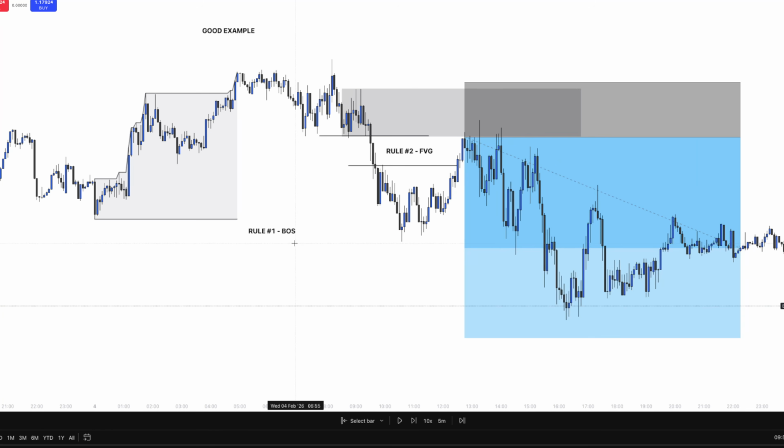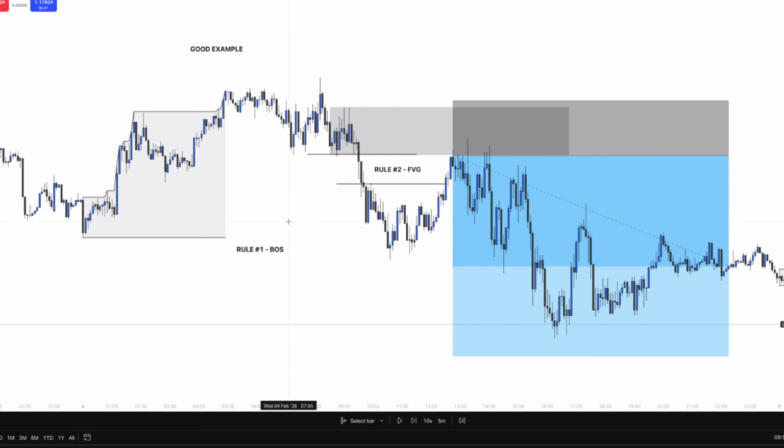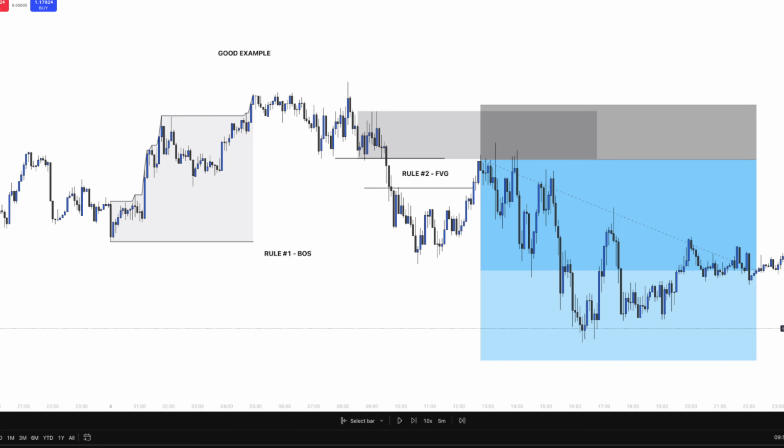First rule, we need to look for a break of structure. As you can see over here, price has actually been swept above this Asia high. So that's kind of an added confirmation. At that point, we have identified once we had the proper break of structure downwards, past this Asia low, we can see that this was the last high that caused all of this move over here.